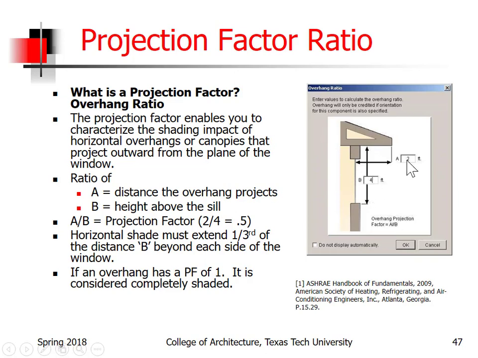Now, of course, if this was 4 feet and this was 4 feet, this value would be 1, which means that it would be 100% shaded all the time. So 1 would be 100% shading, 0 would be no shading, and then anything in between is a percentage. And we'll talk more about the shading in the next lectures to come.